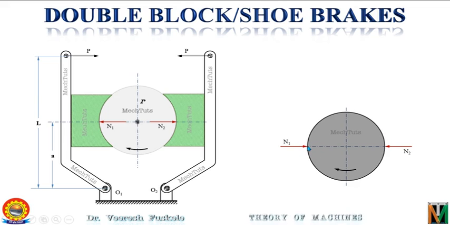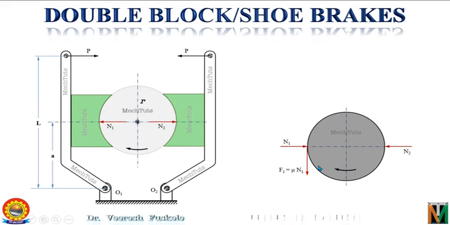Now as the drum is rotating in the clockwise direction, at this point on the left side of the drum, the velocity of the drum will be in the upward direction. So the friction force will act in the downward direction. So this is how the friction force will act at this point if the drum is rotating in the clockwise direction as shown here. So F1 will be the frictional force on the left hand side.